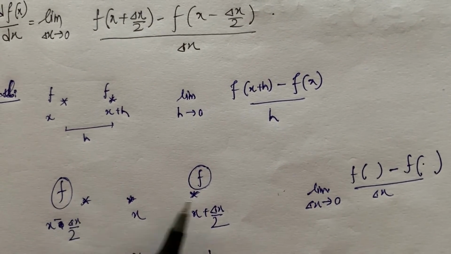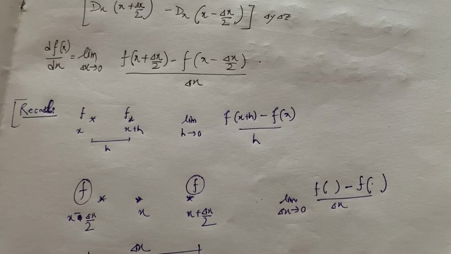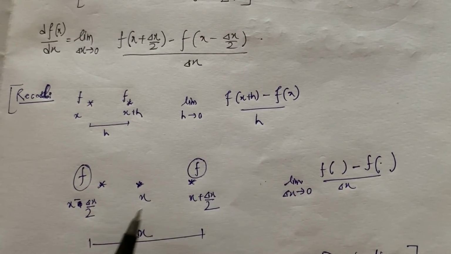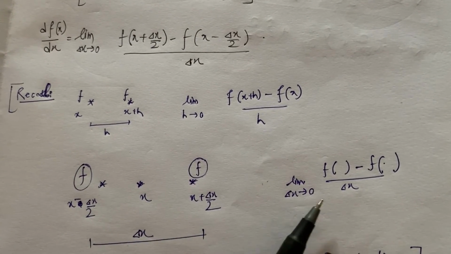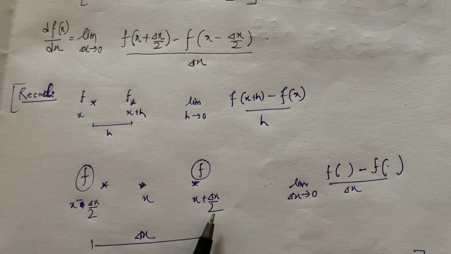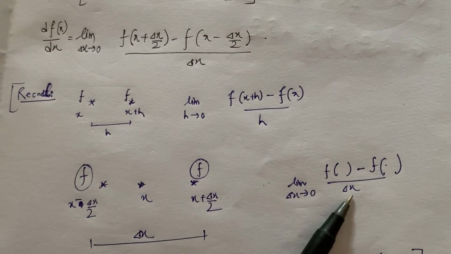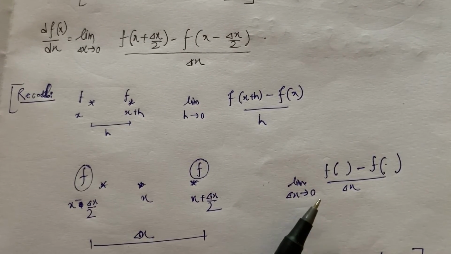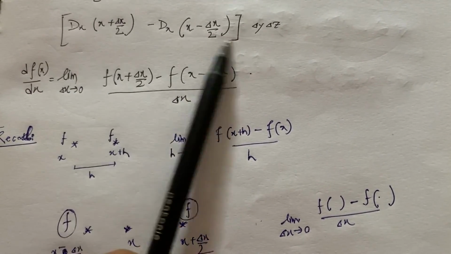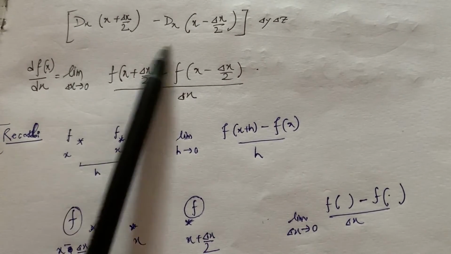Now if we have another two points which are separated by a distance of delta x, then for what we have defined here for df dx, we can easily write in this situation the limit as delta x tends to 0 of the value of the function at x plus delta x by 2 minus the value of the function at x minus delta x by 2, divided by delta x. So this is the standard definition of derivative, and we can write this thing in the parenthesis as d dx of Dx.